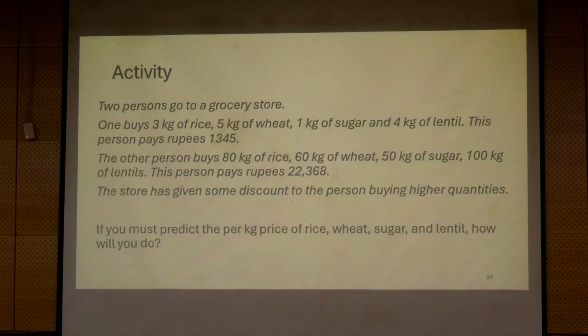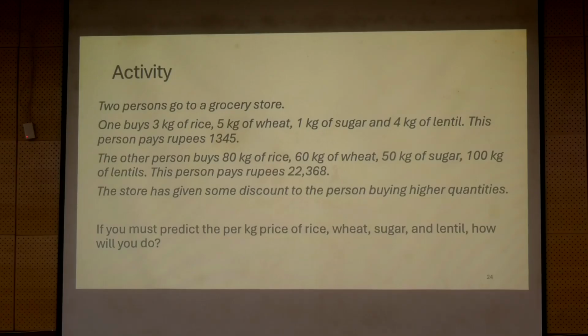Okay, so here is the problem. 2 persons go to a grocery store. One buys 3 kilograms of rice, 5 kilograms of wheat, 1 kilogram of sugar, 4 kilograms of lentil, and this person pays rupees 1345. The other person buys 80 kilograms of rice, 60 kilograms of wheat, 50 kilograms of sugar, 100 kilograms of lentils. Probably is another store owner, or is having a function at his place. This person pays rupees 22,368.